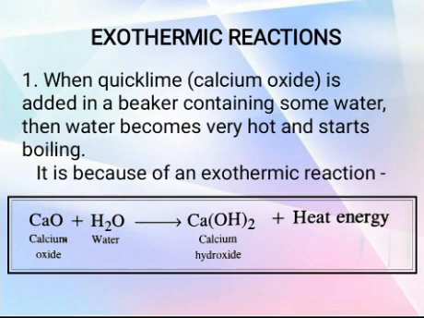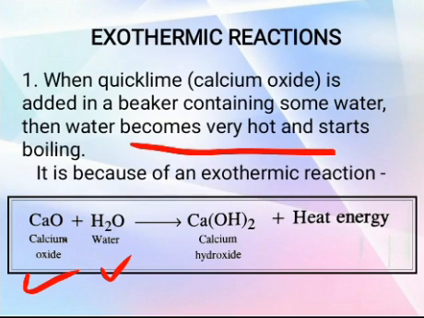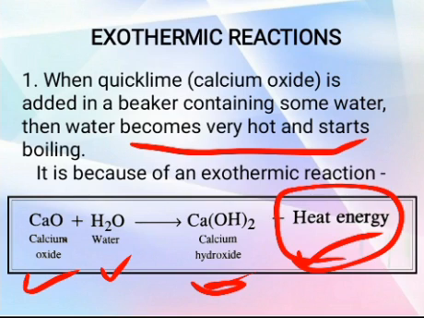Now we will look at some examples of exothermic reaction. Here you can see calcium oxide we have taken, and this calcium oxide when added in water starts boiling and becomes very hot. Thus we can say that heat energy is produced and calcium hydroxide is also formed. So children, how can we say that it is an exothermic reaction? Because heat energy is produced in this reaction.